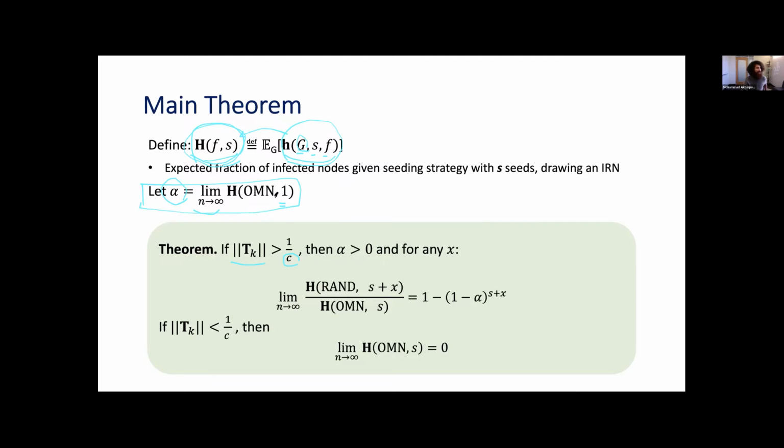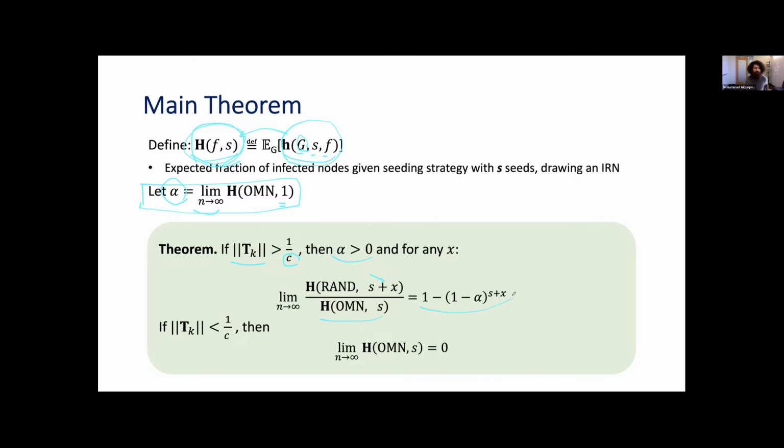Then omniscient with only one seed can inform a positive fraction of nodes in the network. So this alpha is positive. So even if I give one seed to the omniscient, a positive fraction of nodes would be informed. And the ratio of random with X extra seeds to omniscient with S seeds exponentially vanishes.